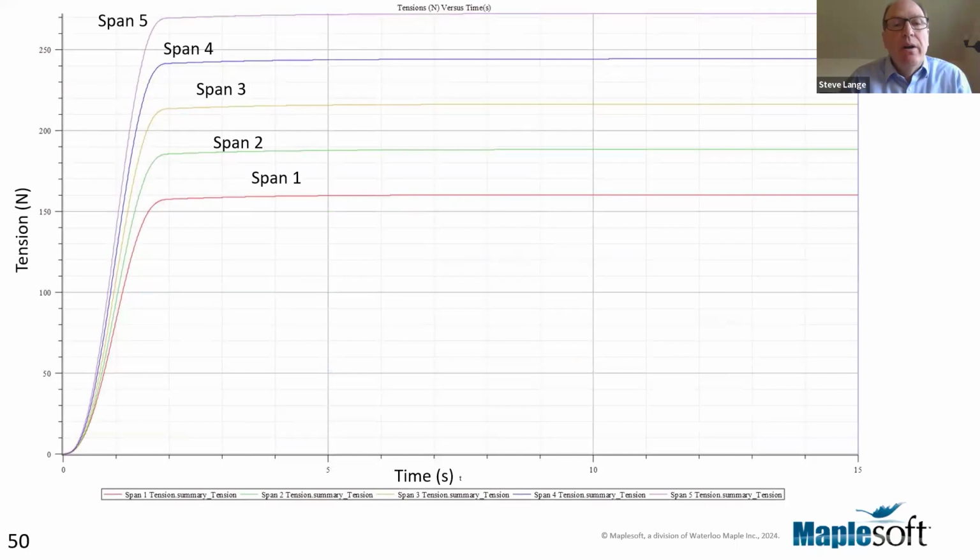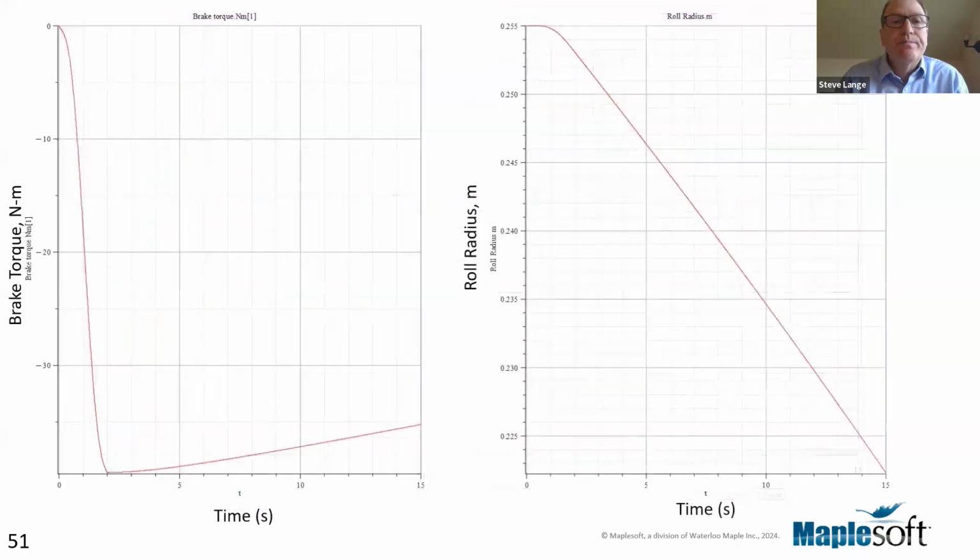And here you see the output. Because of the controller, we meet a steady state tension at about 5 seconds. You see it's sort of a first order rise up to that steady state, and you see different tensions in each span, and that's because of the bearing drag in each idler roller. So it's modeling this dynamic ramp situation. And this is what the brake is attempting to do to maintain the feedback tension, the desired tension in the dancer.